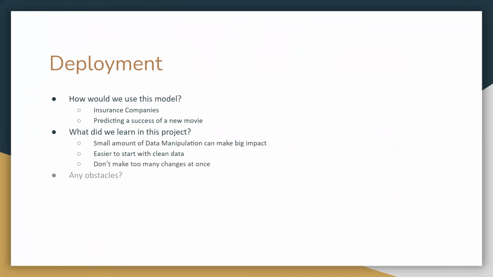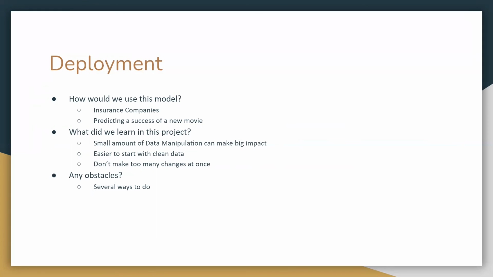Yasmin? After creating this model, we found that there are different ways we can utilize this model in the future. For example, insurance companies can use it to determine different rates for their companies based on their attributes. Producers can use it to determine the success of a new movie. They can determine who they want to cast based on their attributes.